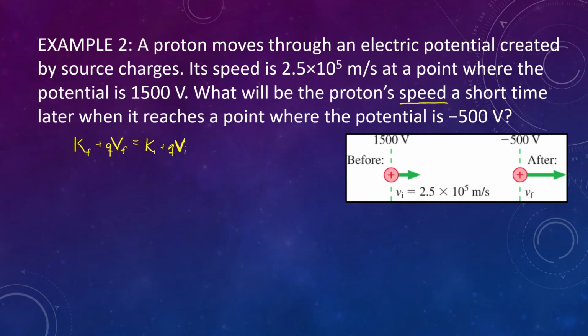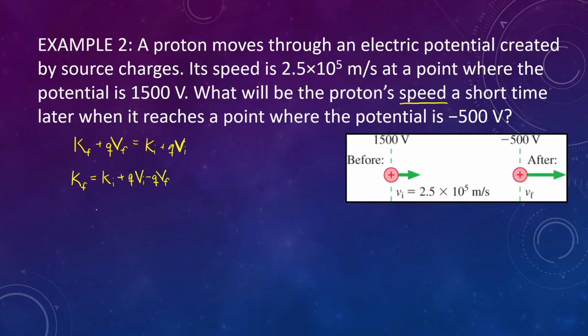So what we need to do is rearrange this equation for the final kinetic energy so we can figure out its final speed. So let's start there. Let's rearrange this for K final. Well, to do that, subtract your QV final to the other side. So that gives us K i plus QV i minus QV final. All right, so we're getting there. We've at least gotten it rearranged the way we need.